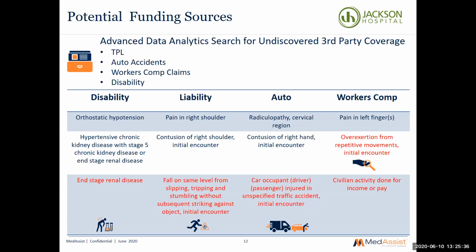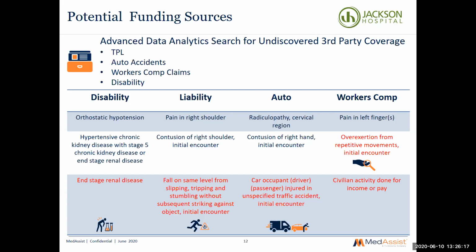From a disability standpoint, the very first patient came in with hypertension. They had chronic kidney disease, but this patient has end-stage renal disease. And so from our perspective, given our DNA as a Medicaid eligibility company, we're wondering, why isn't this a Terry case? Why aren't they presumptively eligible for SSI, for disability benefits? From a liability standpoint, patient presents with pain in the right shoulder, contusion of the right shoulder, but then later in the external cause codes, we found out that they stumbled and they struck another object.